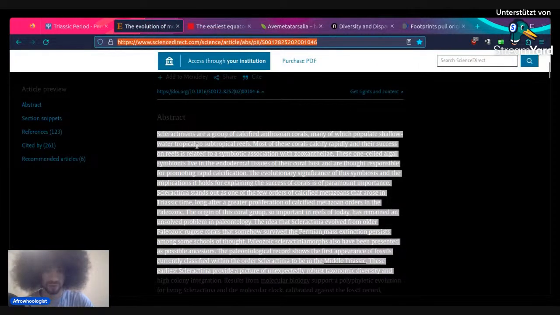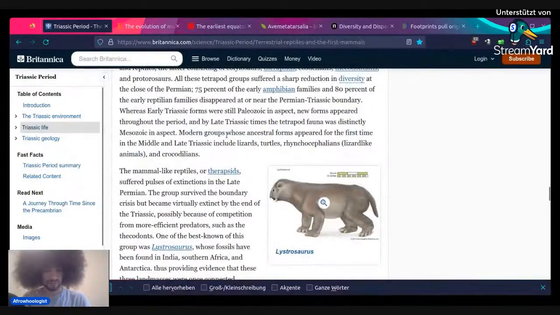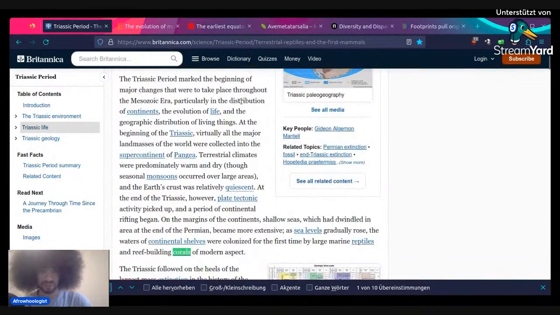So one of the first things I want to kind of cover is that corals, I think this might have covered it. Let me see if this has the reference. Yeah. So here we see the Triassic period marked the beginning of major changes that were to take place throughout the Mesozoic era, particularly in the distribution of continents.